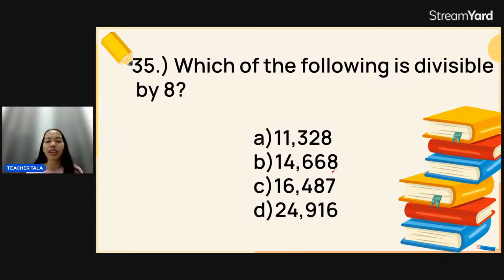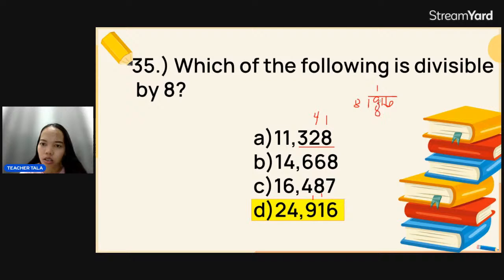Next, which of the following is divisible by 8? Oh, this is another divisibility rule question. Okay, 328. This is just the same as earlier. The answer is letter A. Different choices. But 328 is also divisible. 4 times 8, 32 plus 8. So, 916 is also, wait, 36. Ay, hindi naman. 916, hindi siya divisible by 8.